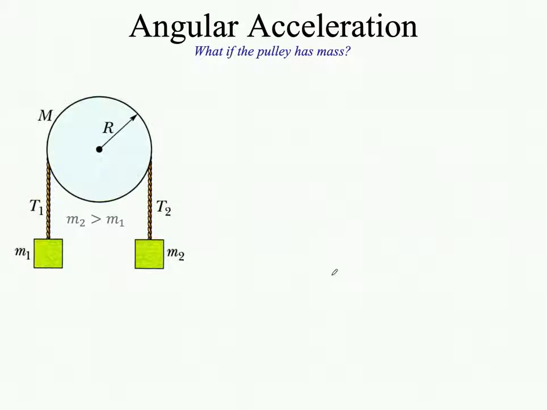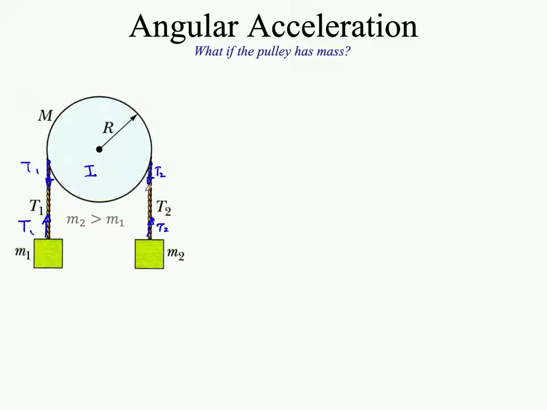We've done Atwood machine before, but what happens if the pulley, this thing here, has mass? If it has mass, it means it also has rotational inertia, which means we've got an interesting problem. The tension here is not equal to the tension on this side. Before, if we ignored the pulley and said it had no mass, we said these two are exactly equal to each other, the two tensions.